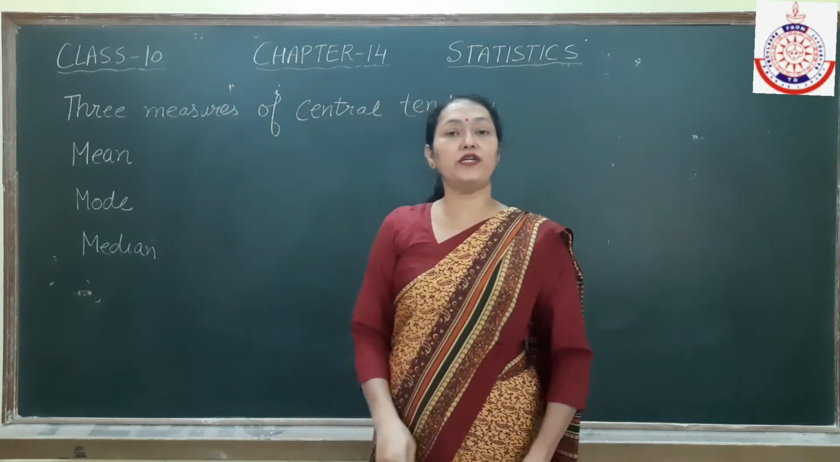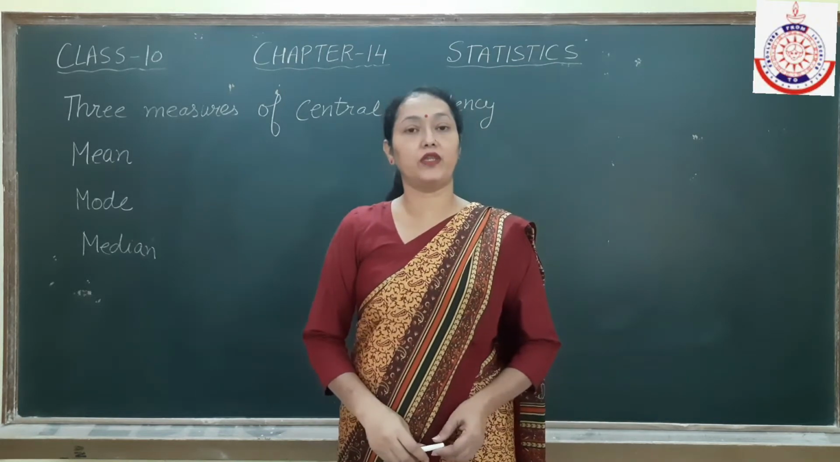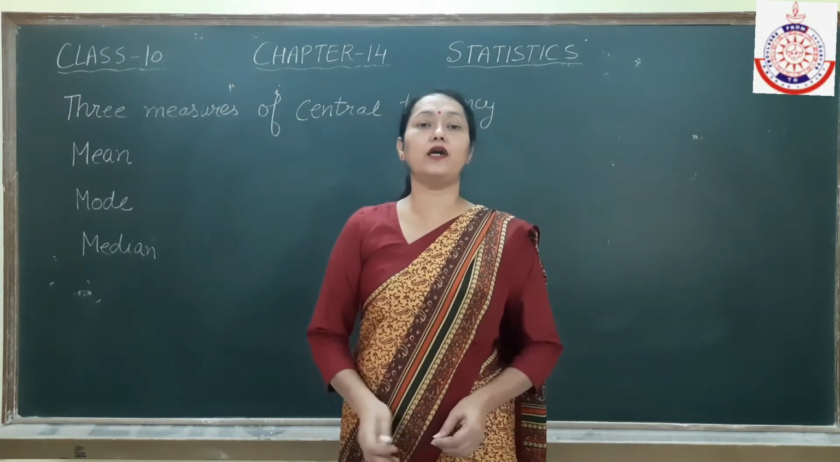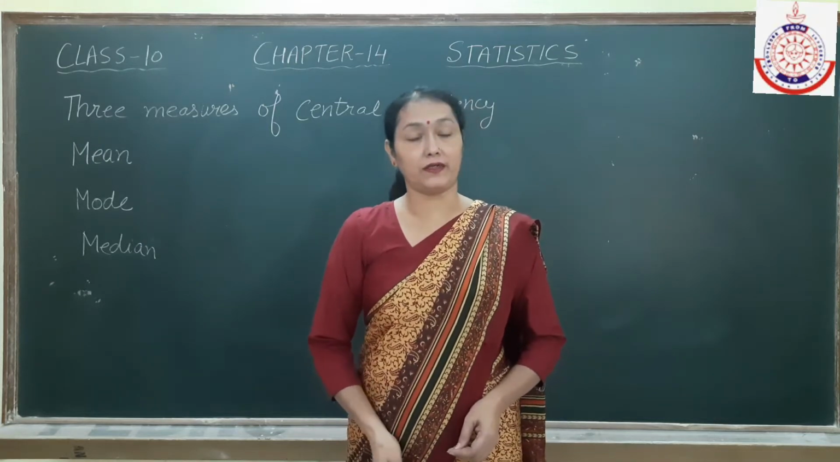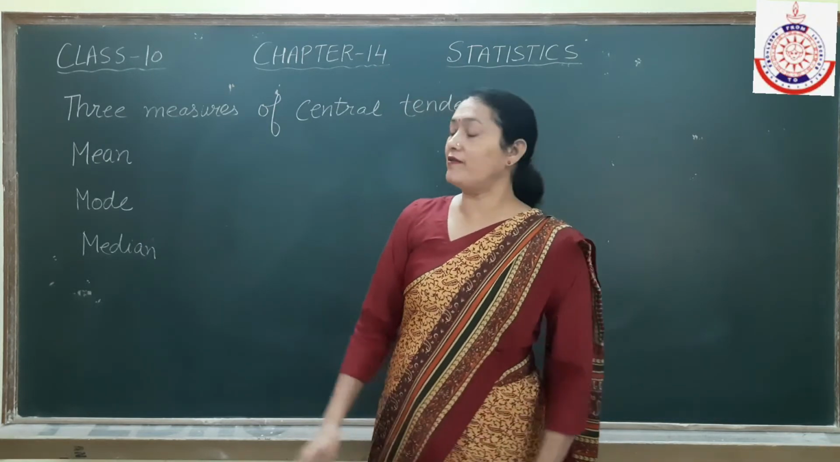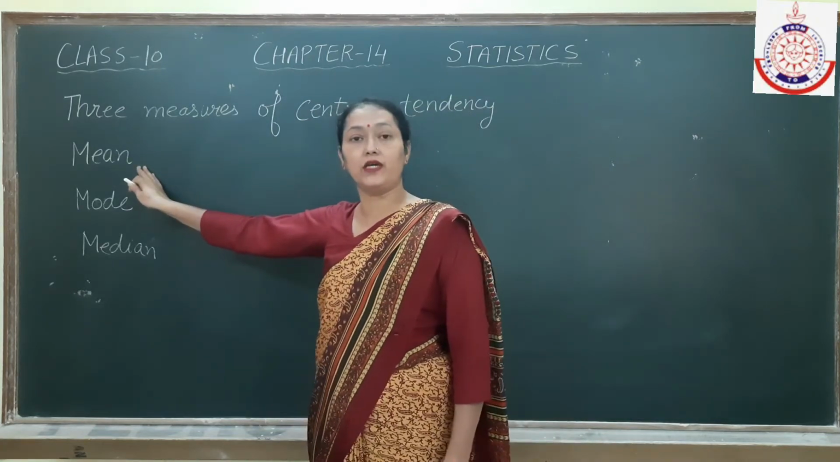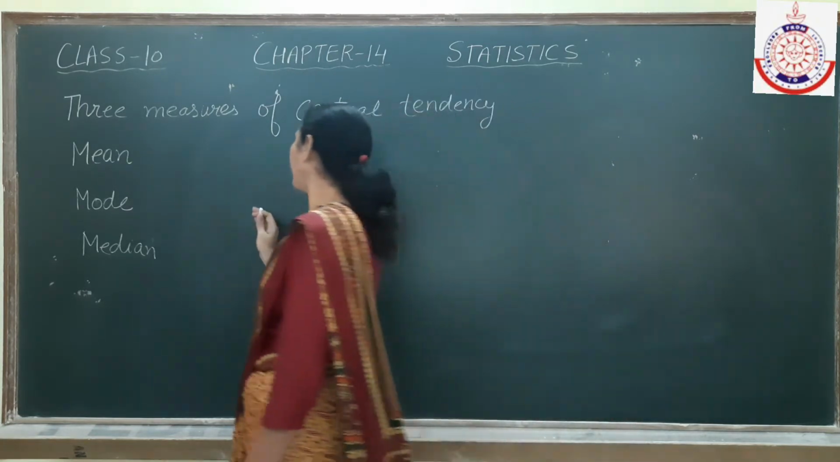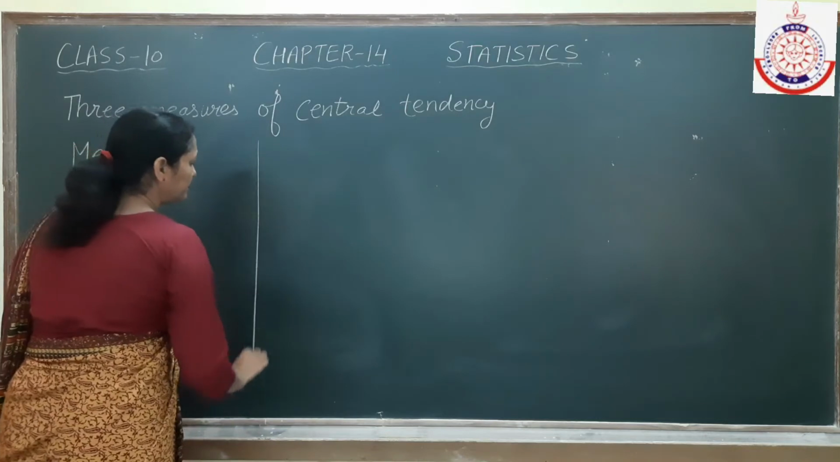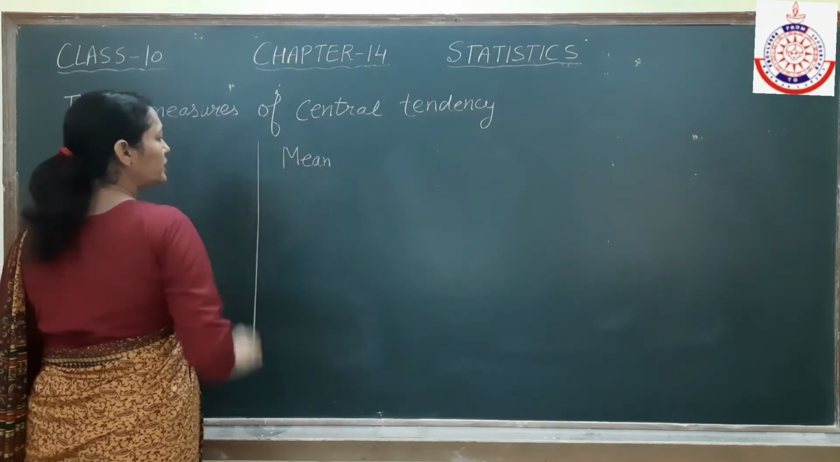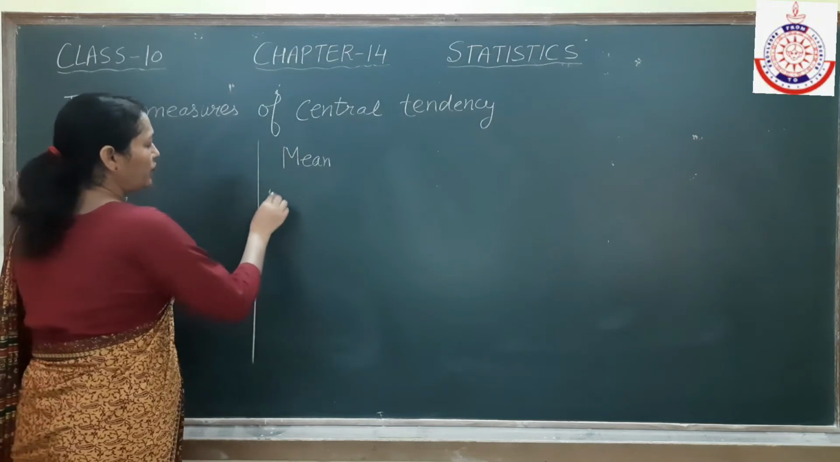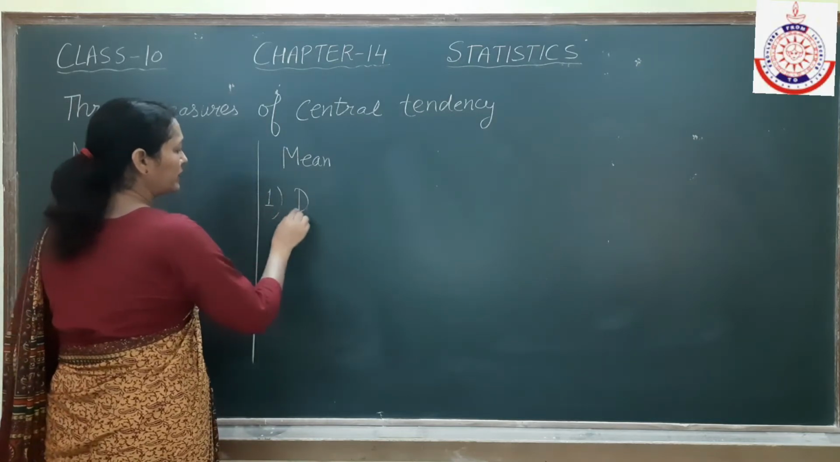But there you have learned it for ungrouped data. Now in class 10th, we'll be learning how to calculate mean, median and mode for group data. In today's lecture, we'll be starting with mean. For calculation of mean, we have three methods. First one is direct method.